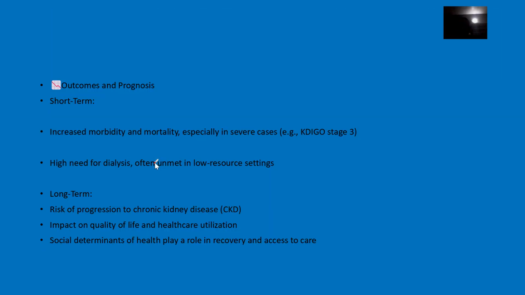So outcomes and prognosis. Increased morbidity and mortality, especially in severe cases, if the case is actually getting severe. High need for dialysis. For long-term issues, it could progress from being acute to being chronic. There's impact on the quality of life of the person, and all of that.